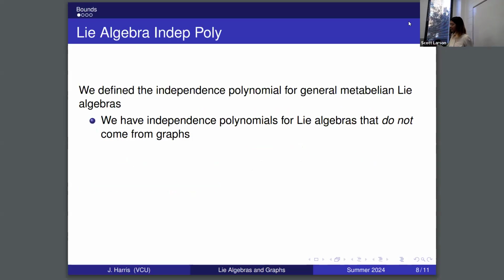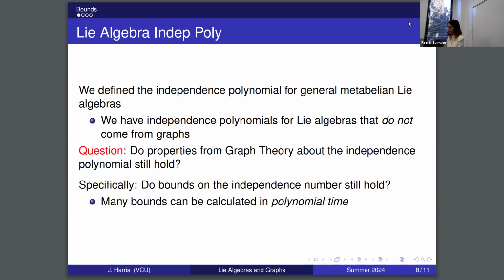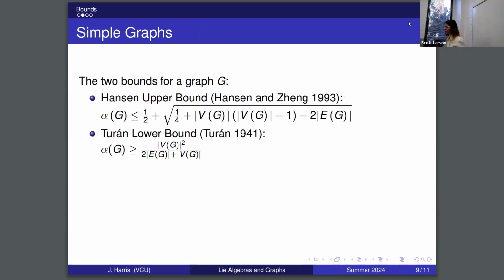Right, so after this, we left the period of some of our earlier results, and we started thinking: we now have this way to define independence polynomials for Lie algebras that don't come from graphs, so do the properties from graph theory still hold for these independence polynomials? Specifically, do the bounds still hold, since the bounds are the things that we calculate in polynomial time. They're interesting, and we want to know if they're still actually valid. Two of the bounds that we looked at for simple graphs were the Hansen upper bound and the Turán lower bound.